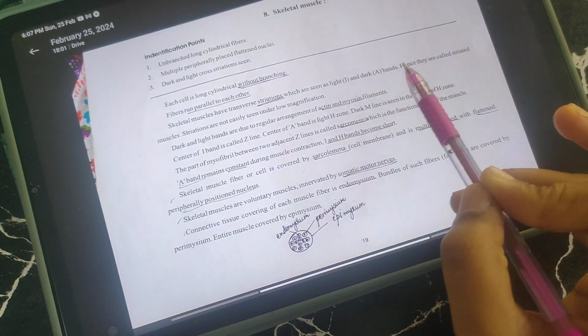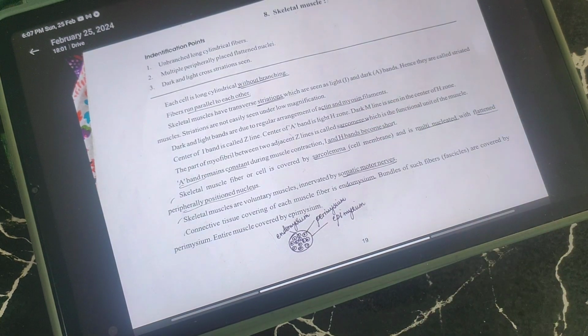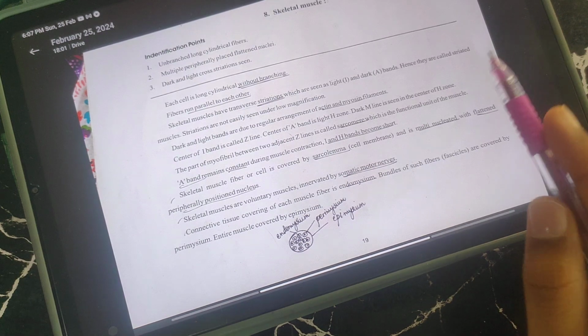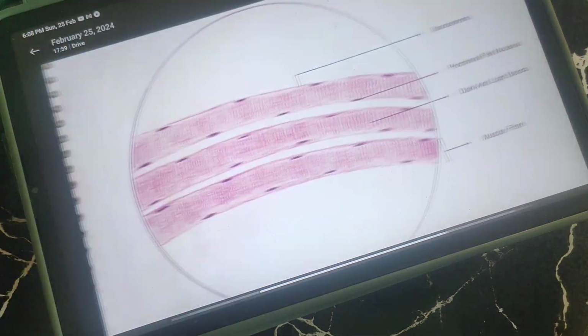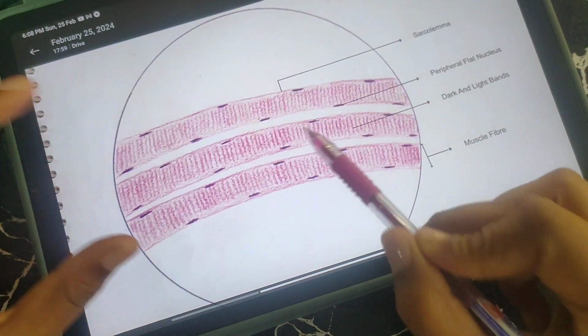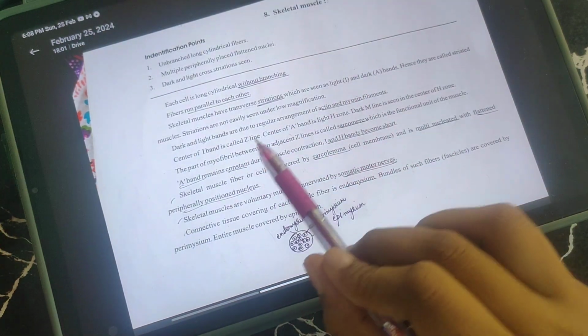And they have dark and light bands. The light bands are called I bands, isotropic bands, and the dark bands are called A bands, anisotropic bands, as they are striated muscles. Striations are not easily seen under low magnification. We have to see under high magnification, only then can we see these striations. And then dark bands and light bands are regularly arranged.